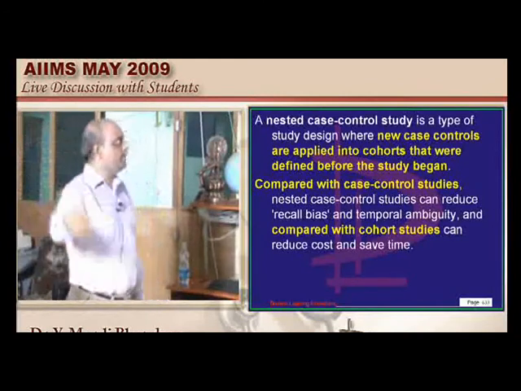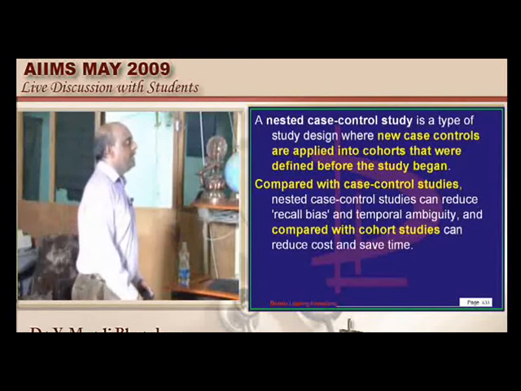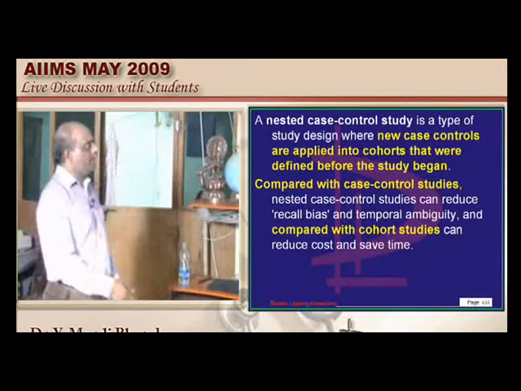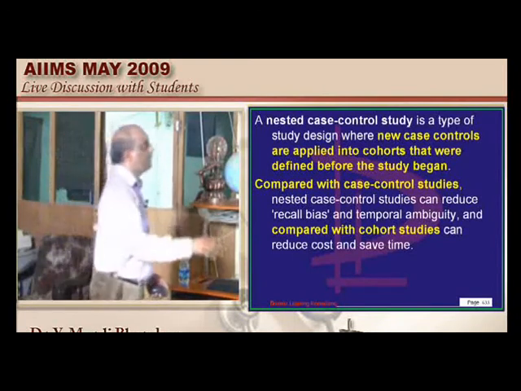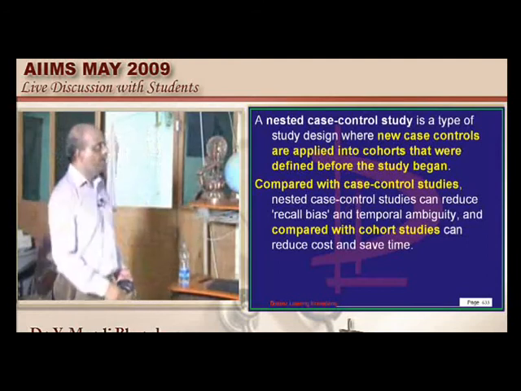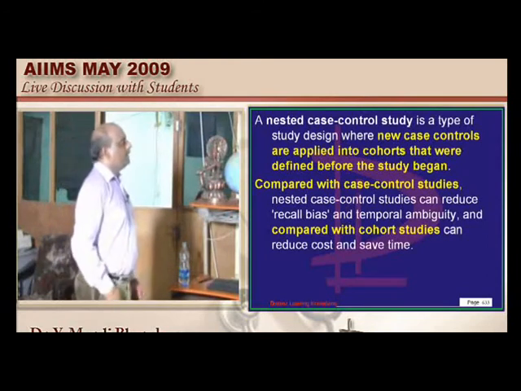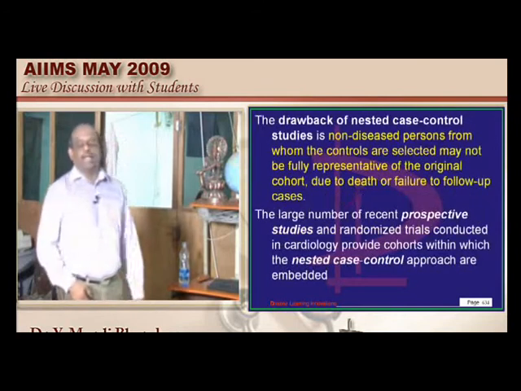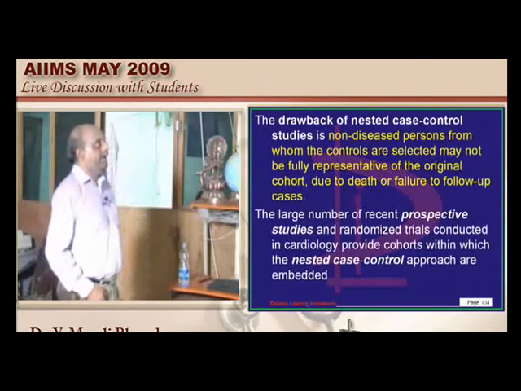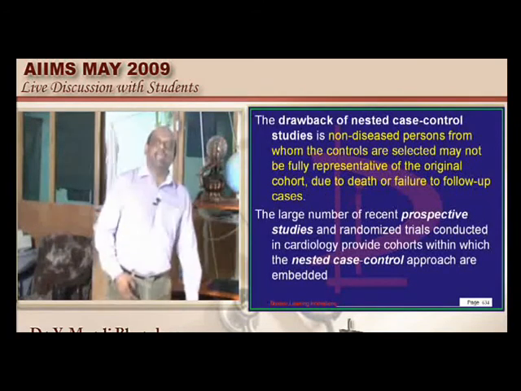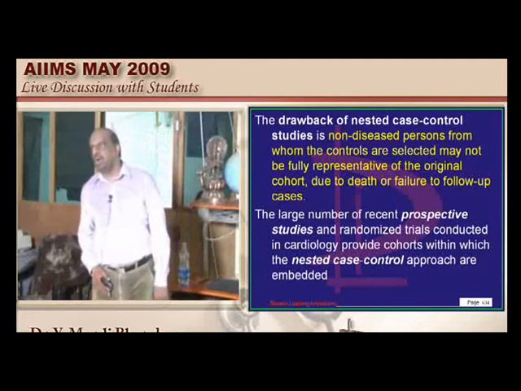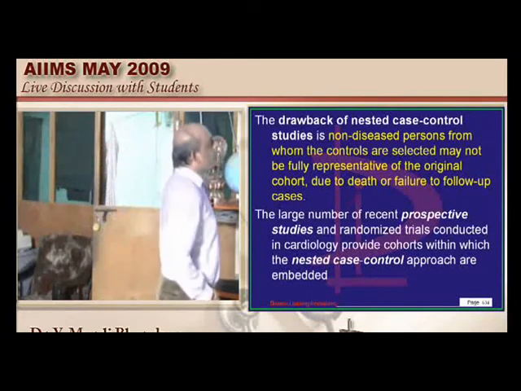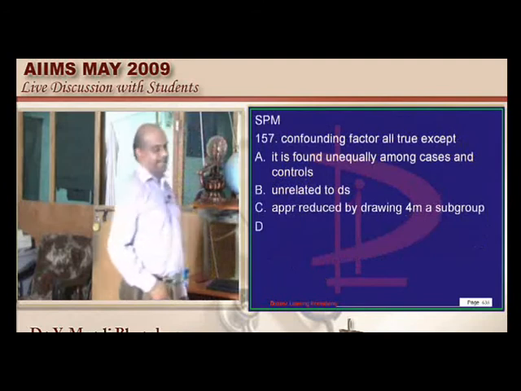And what is the advantage of a nested case control? Nested case control can reduce the recall bias and temporal ambiguity which is there in the case control, and compared to a cohort study, it will reduce the cost and save the time, which is very high in the case of the cohort study. Now what is a confounding factor basically?